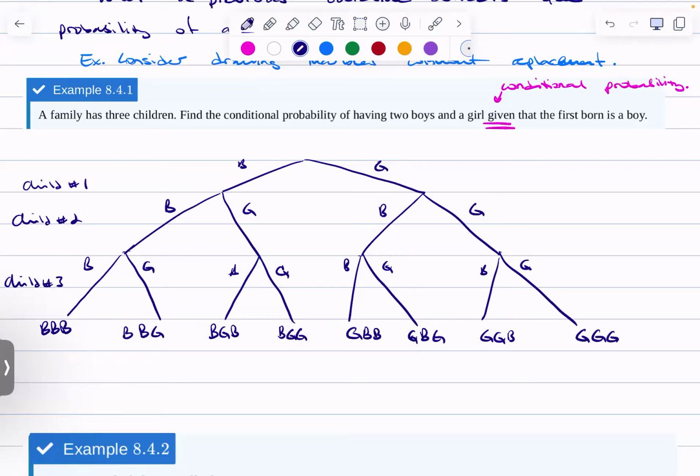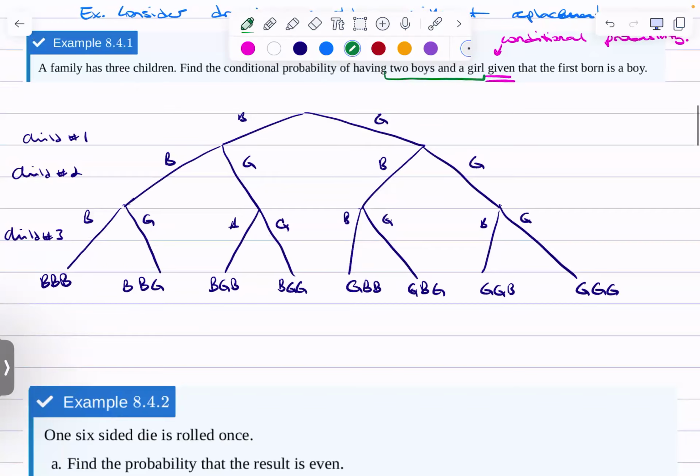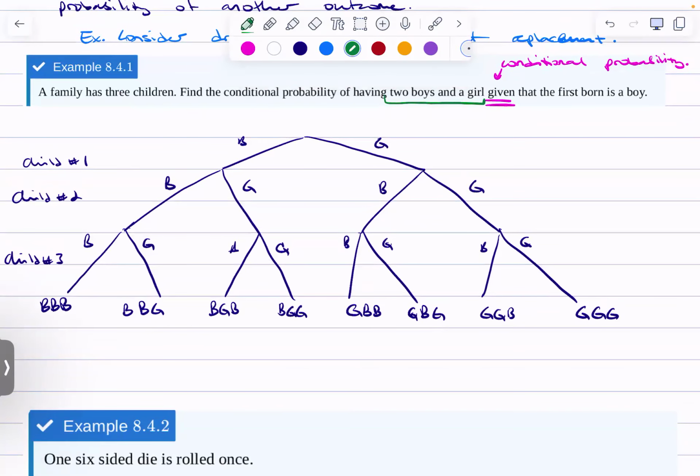So, how do we tackle this now? We want the probability of having 2 boys and a girl. Let's figure out where that happens first. So 2 boys and a girl. I'm going to circle them in green wherever that has happened. All right. 2 boys and a girl. 2 boys and a girl. That's 1 boy, 2 girls. 1 girl, 2 boys. And that's it. All right.